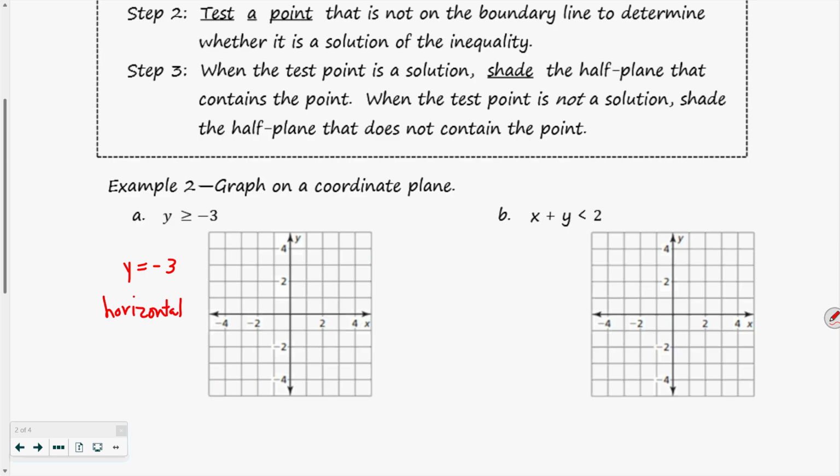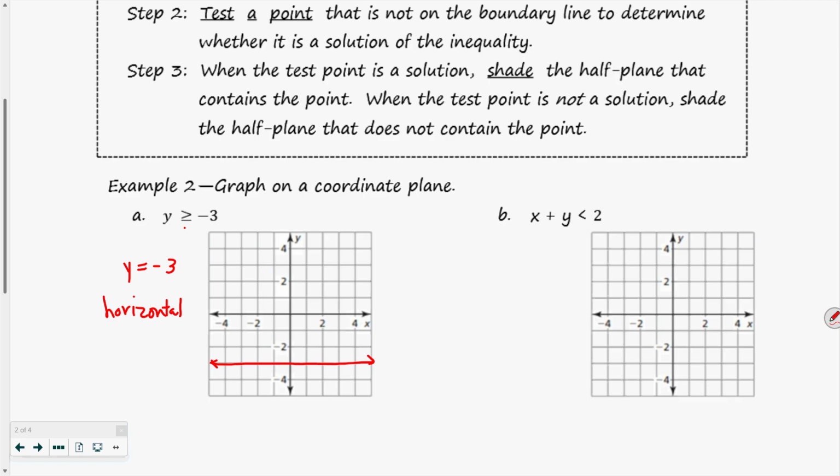So a horizontal line through y equals -3. Now our inequality symbol is a greater than or equal to symbol. And because we have the equal to part, we know that our line is going to be a solid line. So we're going to draw a solid line here through y equals -3. So that we should be familiar with.